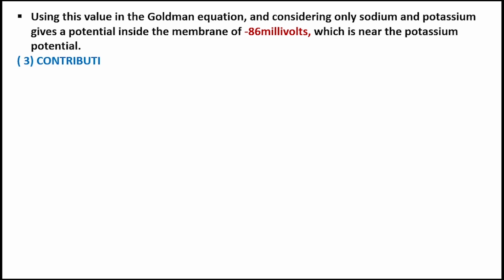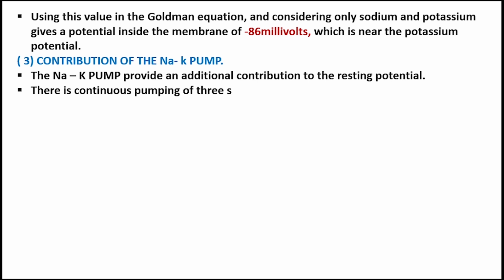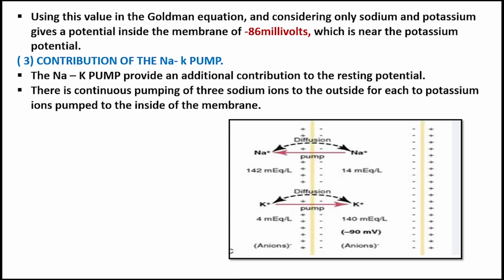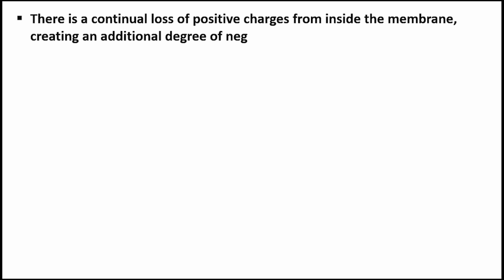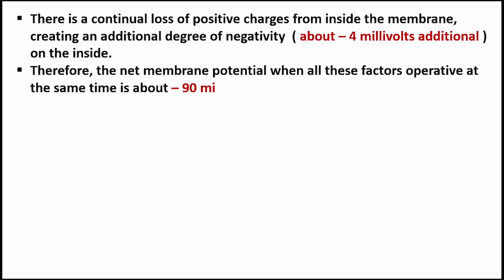Third, contribution of the sodium-potassium pump. The sodium-potassium pump provides an additional contribution to the resting potential. There is continuous pumping of 3 sodium ions to the outside for each 2 potassium ions pumped to the inside of the membrane. There is a continual loss of positive charges from inside the membrane, creating an additional degree of negativity, about 4 millivolts additional, on the inside. Therefore, the net membrane potential when all these factors operate at the same time is about minus 90 millivolts.